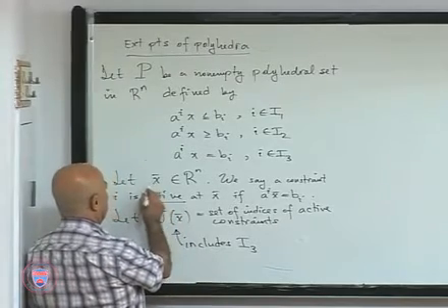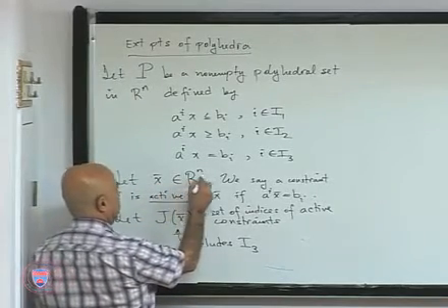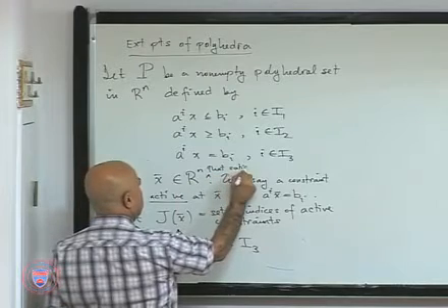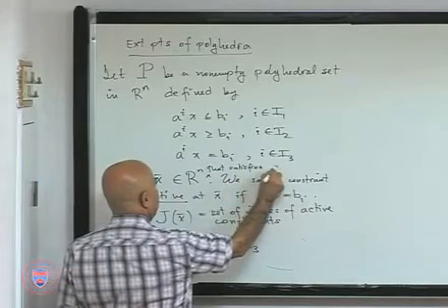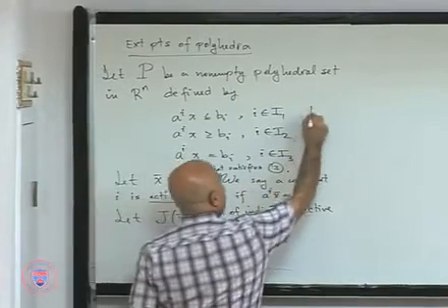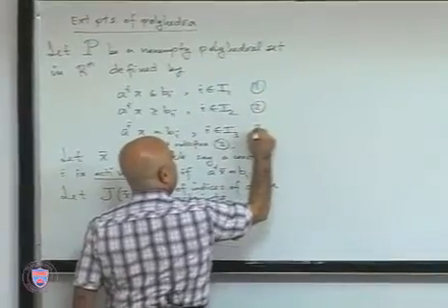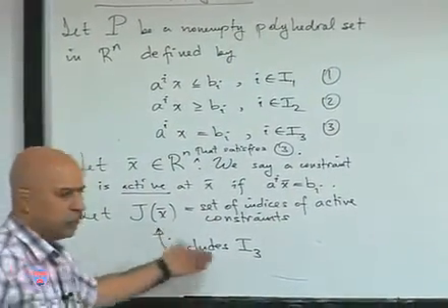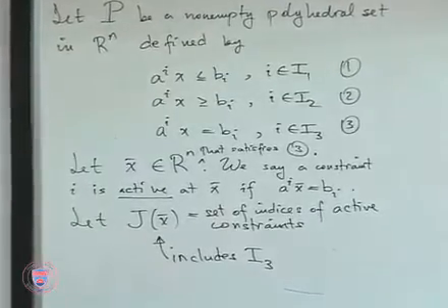So actually, maybe we should say let x bar be a point in R^n that satisfies number 3, where these are numbered 1, 2, and 3. Let's just put it that way so we are agreeable with the convention we have in mind. Okay?